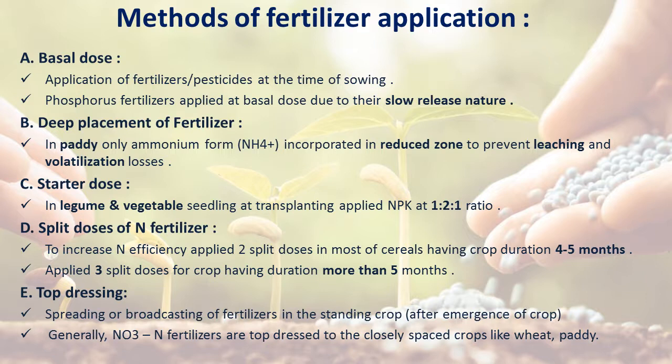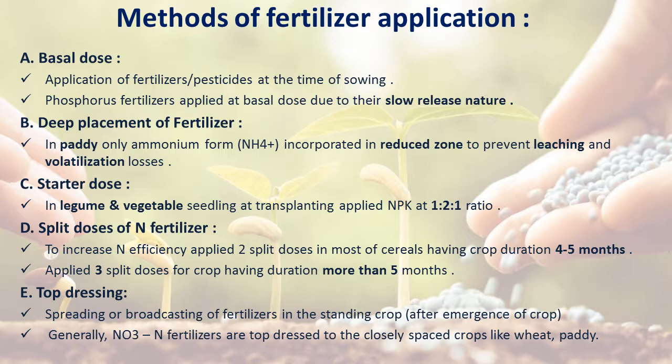Then next is the split doses of nitrogenous fertilizers. It basically increases the nitrogen efficiency. Two split doses are applied in most of the cereals if the crop duration is 4 to 5 months, and three split doses are applied if the crop duration is more than 5 months.